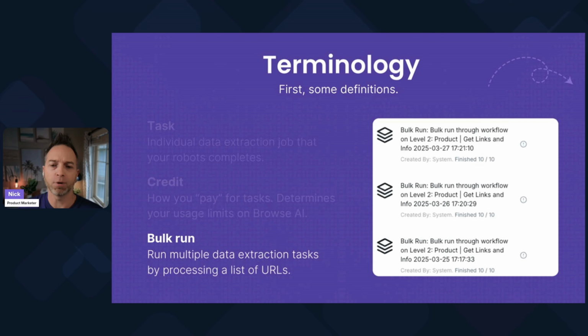Bulk run is running multiple data extraction tasks by doing a lot of URLs at once. So rather than just one URL, you could do a multitude of them. Now, for the same structure of page. So it could be multiple properties, it could be multiple products that all have the same structure, and you run all those URLs rather than one at a time. And I'll show you that in a little bit here.